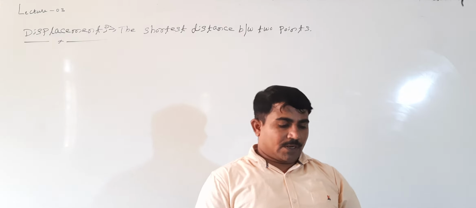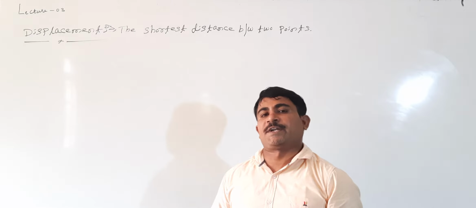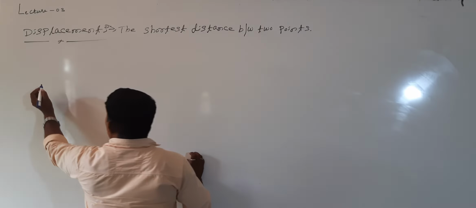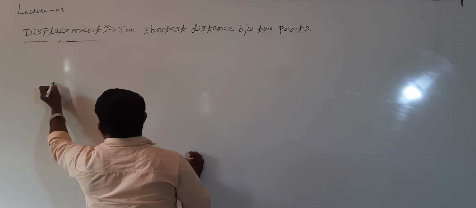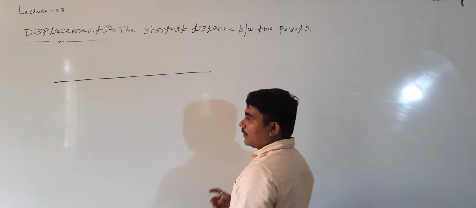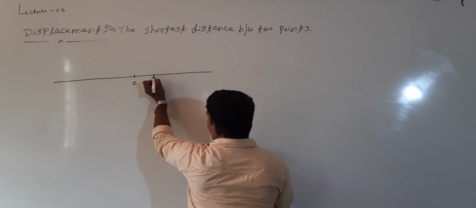Now I will take how the displacement is positive, how the displacement is negative, how the displacement is zero. Let us take the x-axis and y-axis, or positive x-axis and negative x-axis. This we are calling the origin. These are the points.